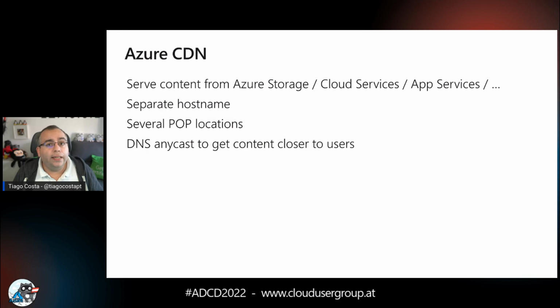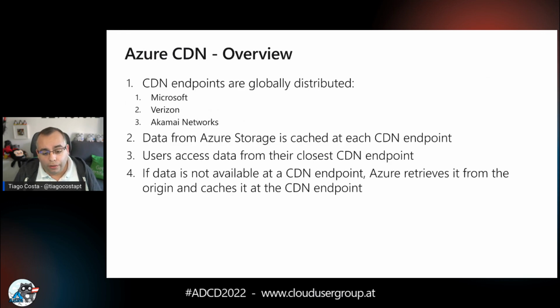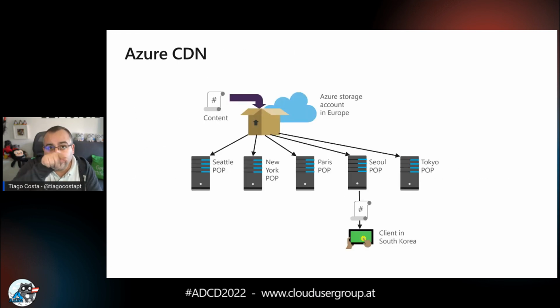And the idea is let's use one of the networks that are available, Microsoft, Verizon, Akamai. They all come with different features. We really need to analyze this pretty well. But the idea is instead of redirecting the users to go to that storage account where I have the data, which that storage account is bound to what? A region. Let's just say West Europe.